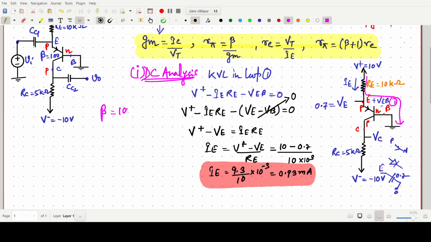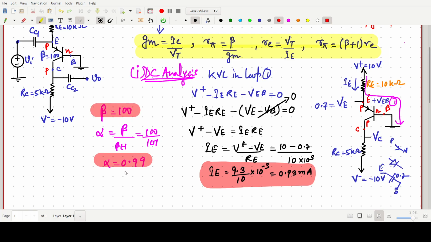Beta is given 100. So alpha, the common base current gain, equals beta by beta plus 1. Simple formula. Okay, 100 by 101. So if we solve, it will come around 0.99. So this one is also a very important result. Okay, for beta 100, alpha will be 0.99.